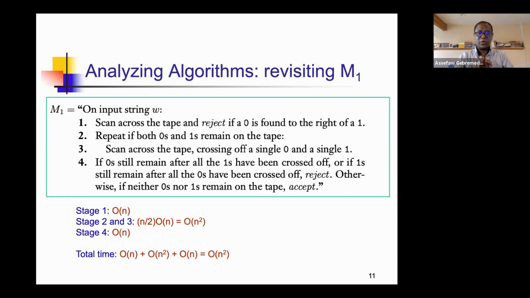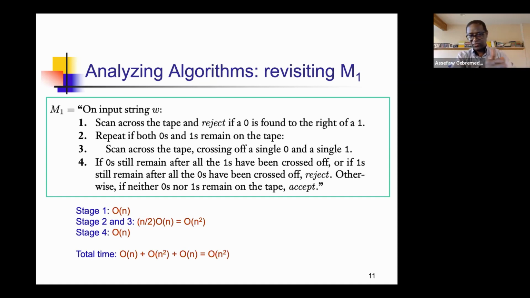In stage 4, we are going to look at whether there is any remaining 0 or remaining 1, just to pair things up. If there is a mismatch, then we reject. If there is a match everywhere, then we accept. That will also be a scan, and that will be linear in the size of the input. So we went through stage by stage all of the things that are happening, and we discovered that stages 1 and 4 are of the same order.